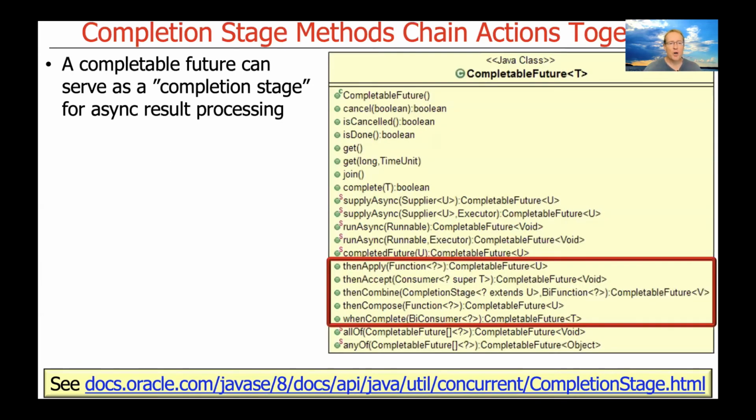So CompletableFuture can then serve as a completion stage for async result processing. And you can see here some examples of methods that are commonly used for completion stages in the CompletableFuture API. So we have thenApply, which we've seen a little bit of. We see thenAccept, which we've seen a little bit of. We'll see some other ones later, like thenCombine and thenCompose and so on and so forth. And these are all very cool, very powerful methods that we'll look at in great detail as we get further along in the discussions about completion stages.